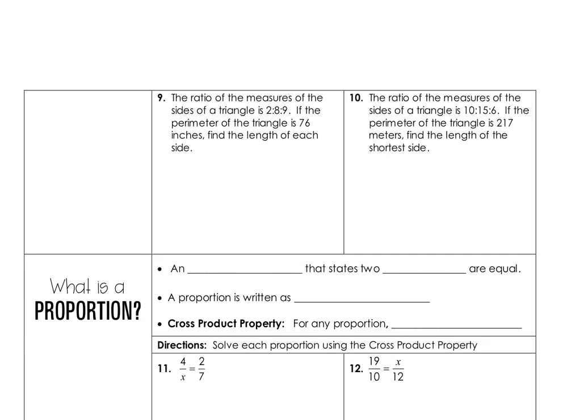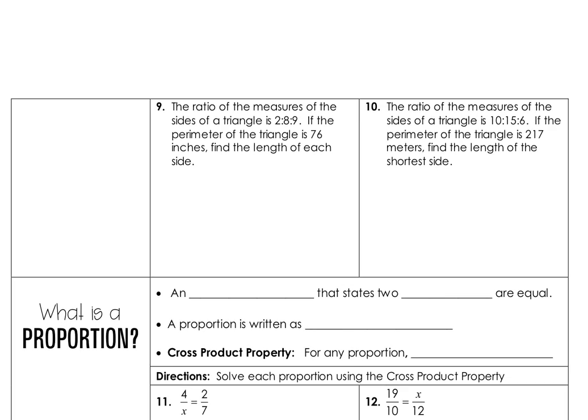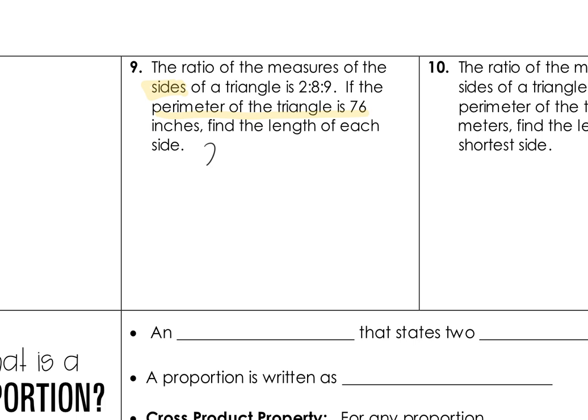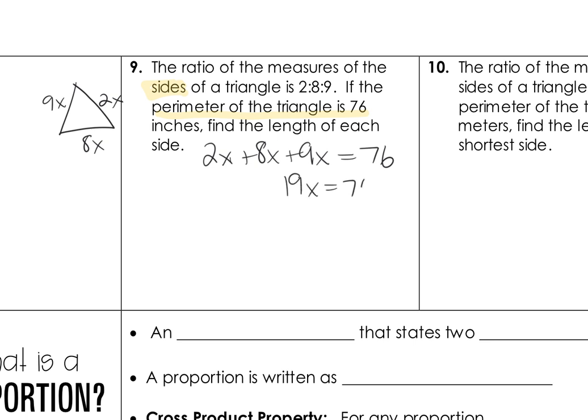On number 9, we've got the ratio of the measures of the sides of a triangle is 2 to 8 to 9. And this time, by the way, 2 things change. We're talking about the sides of the triangle, so we're not talking about the angle measures. And second thing is they're giving me the perimeter. So in this case, my equation is going to be 2x plus 8x plus 9x equals 76. If I add up all of the sides of the triangle, that's how I'm getting my perimeter. Again, we'll combine like terms, solve this out for x.